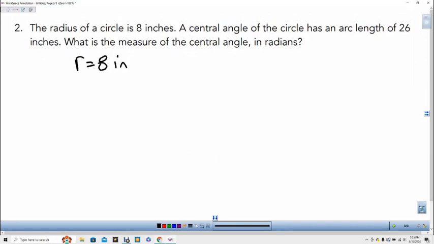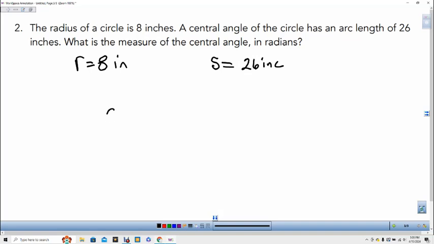And a central angle of the circle has an arc length of 26 inches. And by the way, S is what we use to represent the arc length. Not really sure why, but it is. All right, and that's 26 inches. So what is the measure of the central angle in radians?